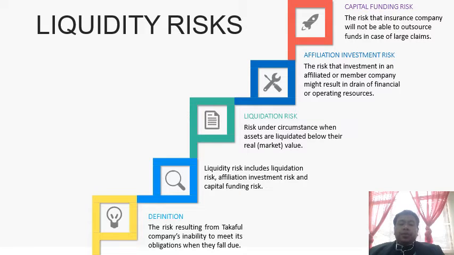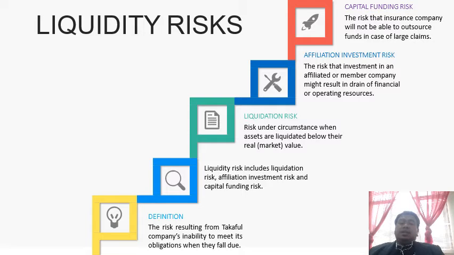Next is liquidity risk. So liquidity risk is the risk resulting from Takaful companies' inability to meet obligations when they fall due, right? So it includes liquidation risk, affiliation investment risk, and capital funding risk. So liquidation risk is the risk under circumstances when assets are liquidated below their real market value, right? So when you are in dire need of cash, you would just have to sell whatever at whatever amount, right? So it's a loss in that context, right?